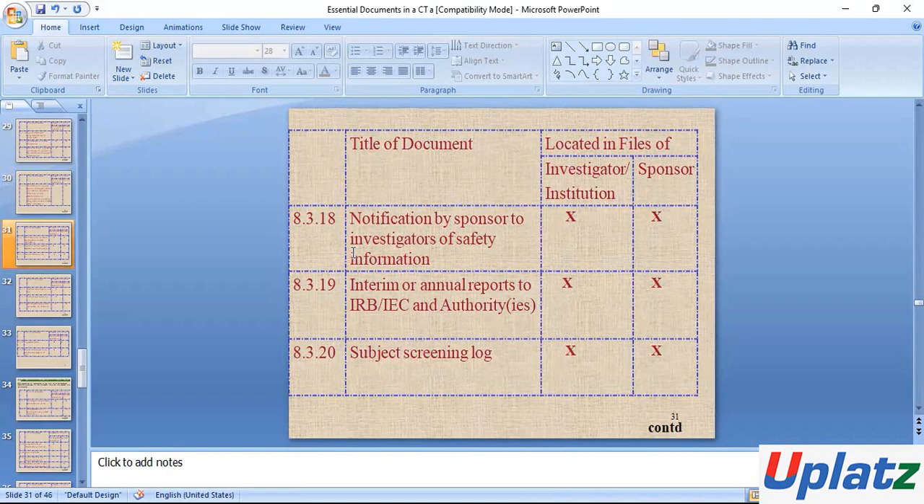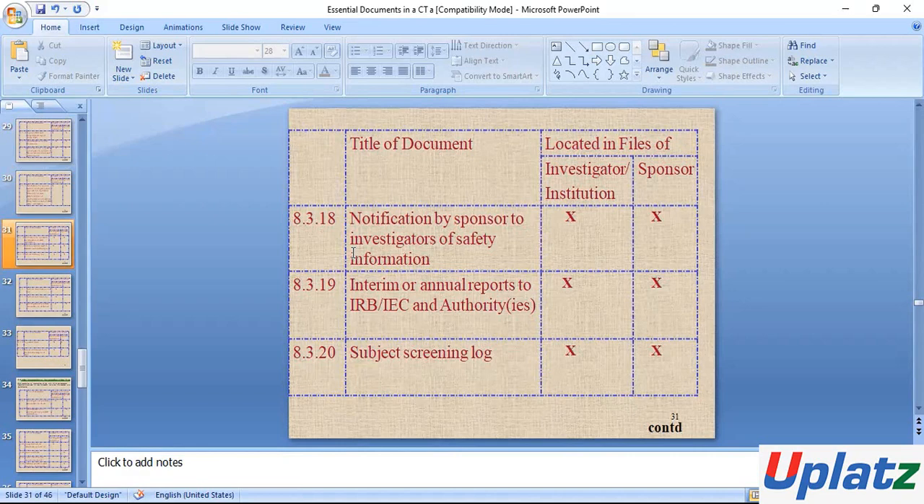Then interim or annual reports to IRB, IEC, authorities. During the course of the trial, there will be some interim analysis or annual reports or IRB review. The information of all such reports is required to be uploaded so that in the course of the trial, if any information is required, anyone can go back and check it.